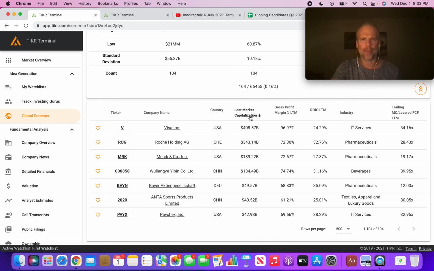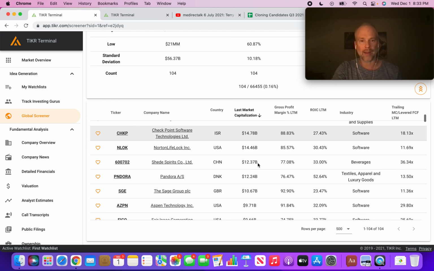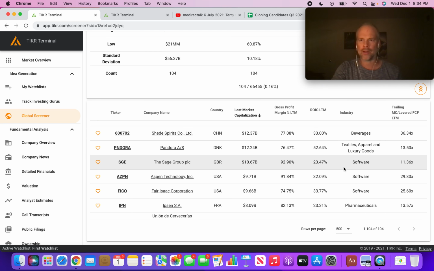So I have this sorted by last market cap. You can see here Visa. Visa shows up. Visa is actually in the Fundsmith portfolio, so that's a good sign. The Sage Group is also in the Fundsmith portfolio. You look at that. That is a very attractive free cash flow yield for Sage Group. It's like 9%, if I'm doing the math on that correctly. Fair Isaac Corporation, that's one that caught my attention recently as well.